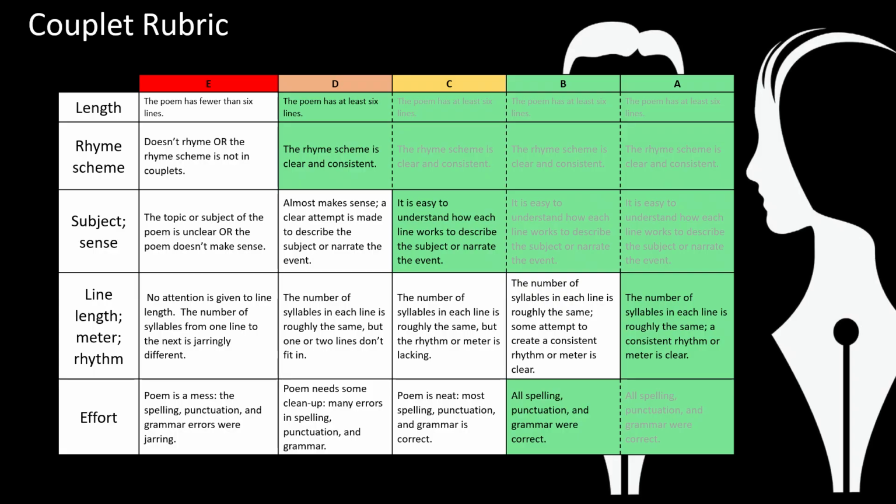But you can make a rubric for a poem type. This is the couplet rubric, and the rhyme scheme has to be the rhyme scheme of a couplet. I can also require a length and that it is clear what the subject is about. But look at that second to the last row. The line length, the meter, the rhythm. Let's look at that a second.